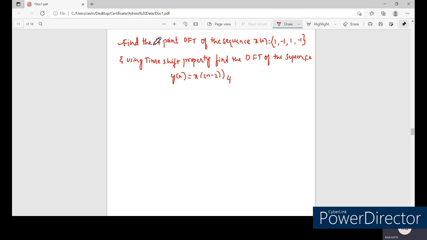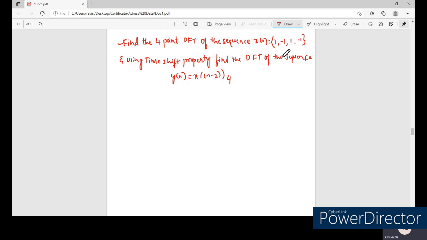So what is that? Find the 4-point DFT of the given sequence x of n. They have given you the sequence 1, minus 1, 1, minus 1, and by using the time shifting property, find the DFT of the given sequence, that is y of n is equal to x of n minus 2 mod 4.